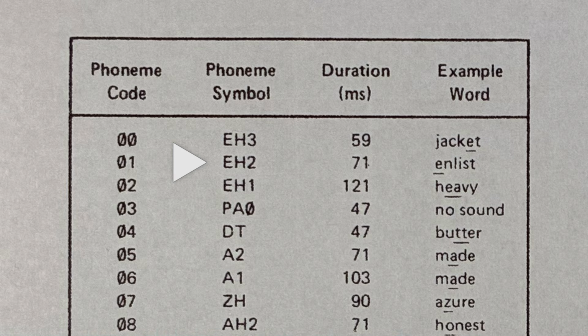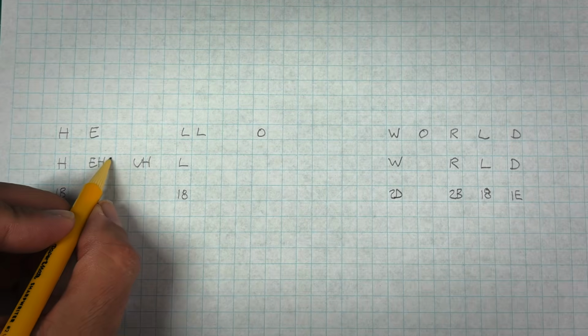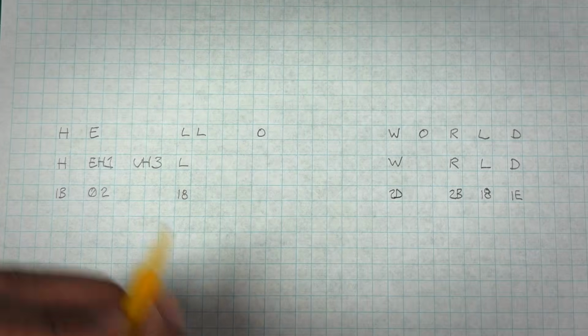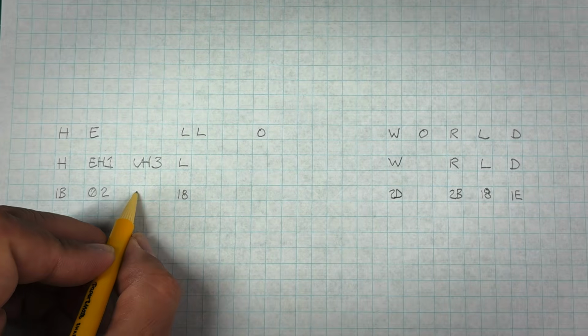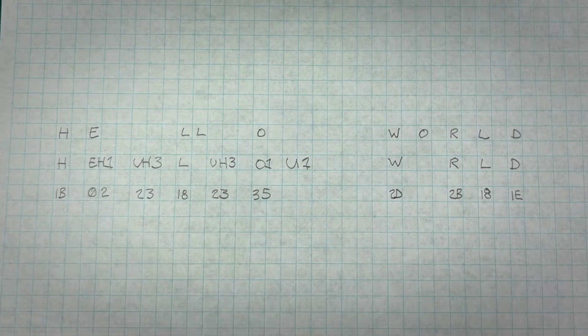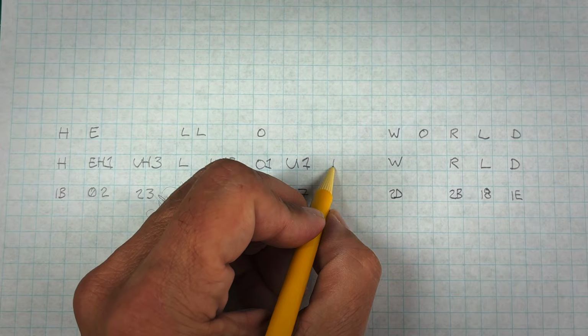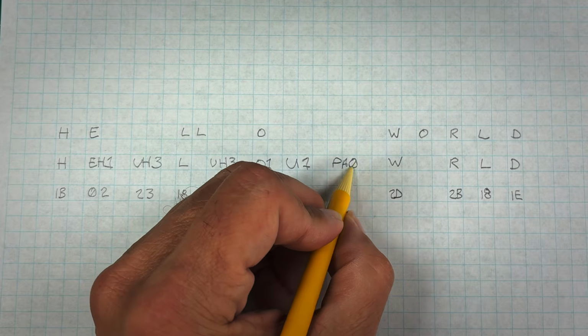Looking at the phoneme chart, we find that there are actually multiple EH and UH sounds available in different durations, shown here in milliseconds. For hello, the best choices seem to be EH1 and UH3. Their hex numbers are 02 and 23. Likewise, the O in hello is more of a whoa sound. Hello. Let's go with UH3, O1, and U1: 23, 35, and 37, respectively. We can add a pause here at the end of hello with the PA0 phoneme.